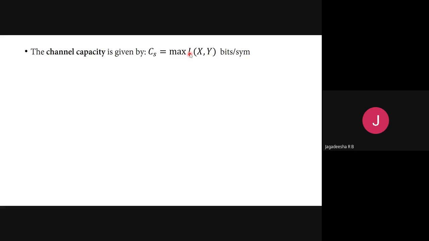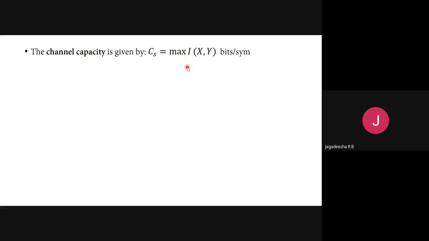So first, mutual information 1 for a specific value of x. Next, mutual information 2 for some other value of x. X is 0, x is 1. And then find out what is I(X;Y). First case, I(X;Y), second case, and so on.